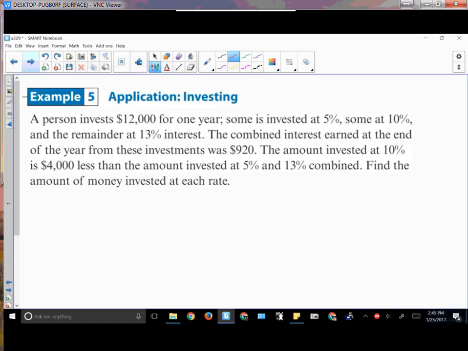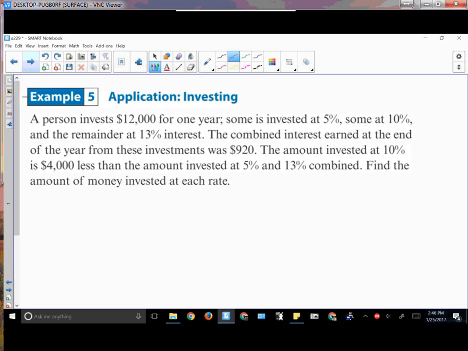This is investment. Okay, you're going to invest this. Now, some people always ask, why in the world would you want to put something in at 5% and at 10% and 13%? I would rather have it all at 13%. The problem is, the higher the percentage rate for investment, the higher the risk.